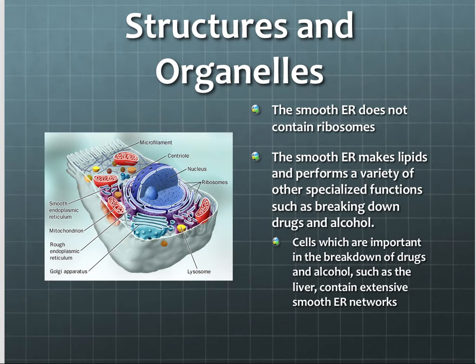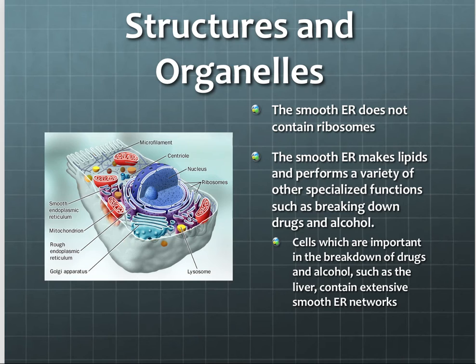It also detoxifies alcohol. So if this particular cell were in your liver, then your liver has got tons and tons and tons of smooth ER. As a matter of fact, if you're looking at a cell underneath the microscope and you see that it has much more smooth ER than rough ER, you can pretty much figure you're looking at a cell from a liver, because the liver's job is to detoxify.